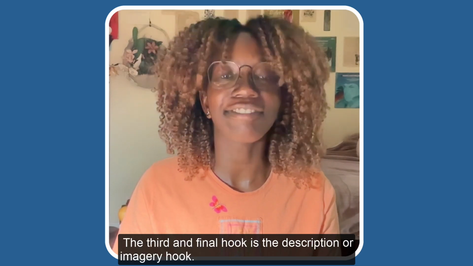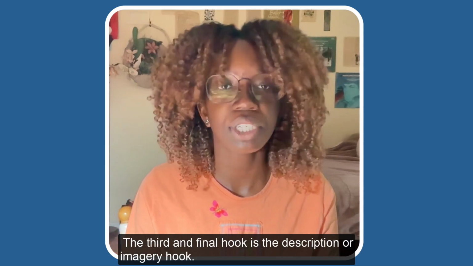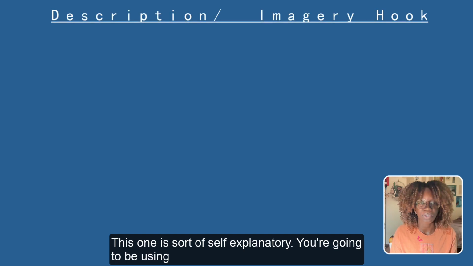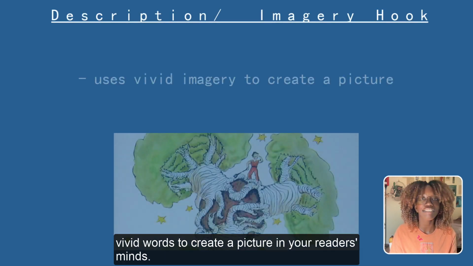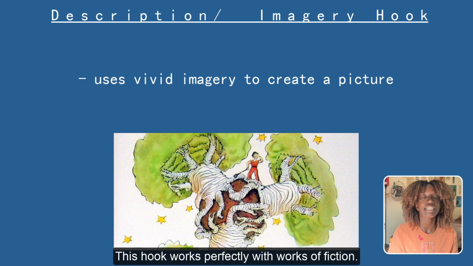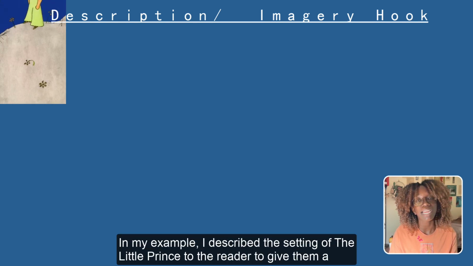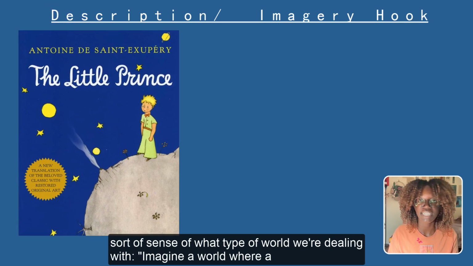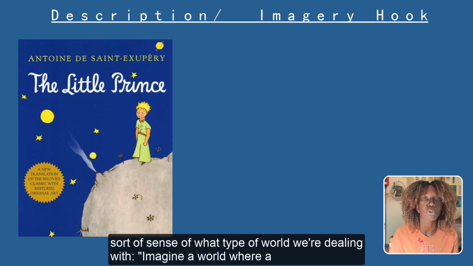The third and final hook is the description or imagery hook. This one is sort of self-explanatory. You're going to be using vivid words to create a picture in your readers' minds. This hook works perfectly with works of fiction. In my example, I described the setting of The Little Prince to the reader to give them a sort of sense of what type of world we're dealing with.